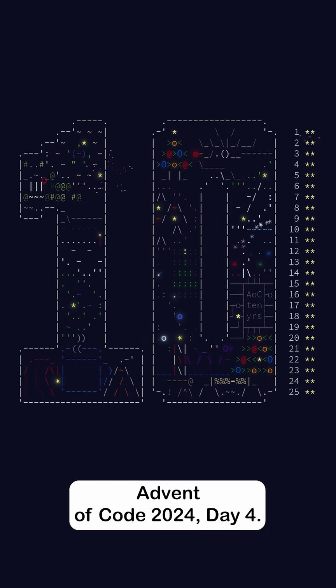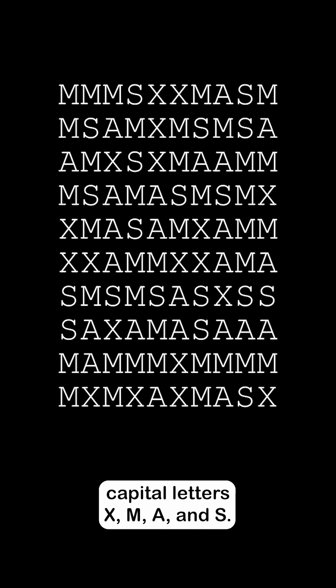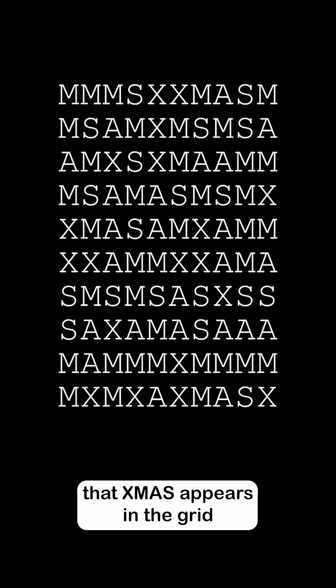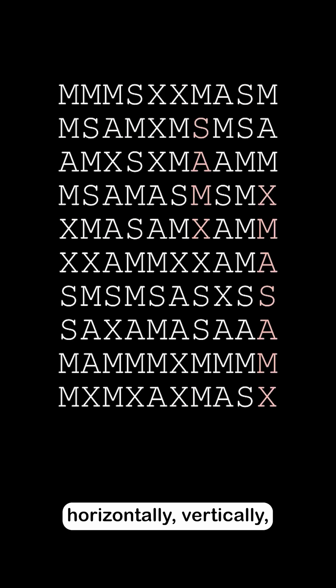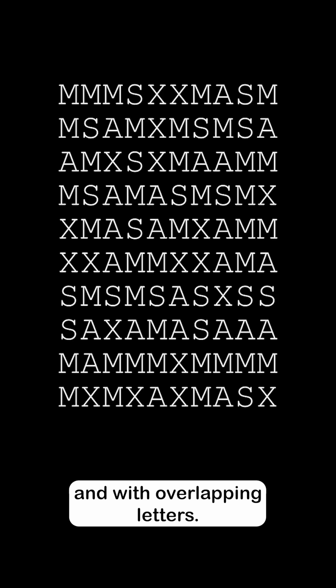Advent of Code 2024, Day 4. We have a seemingly random grid consisting only of the capital letters X, M, A, and S. In part 1, we want to count the number of times that XMAS appears in the grid, horizontally, vertically, diagonally, as well as in reverse and with overlapping letters.